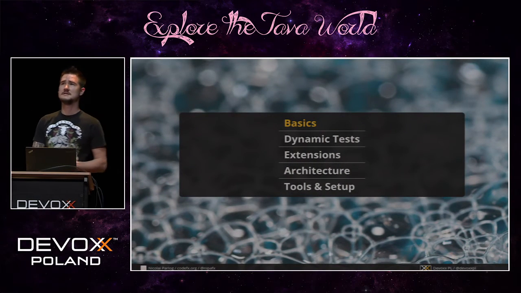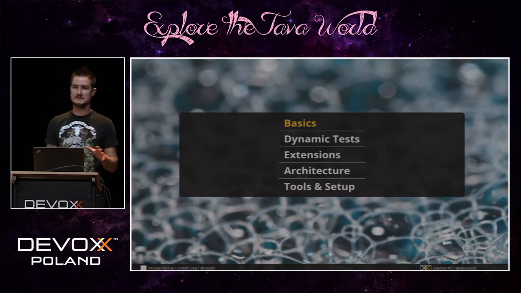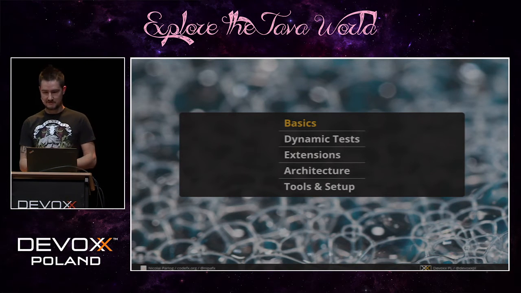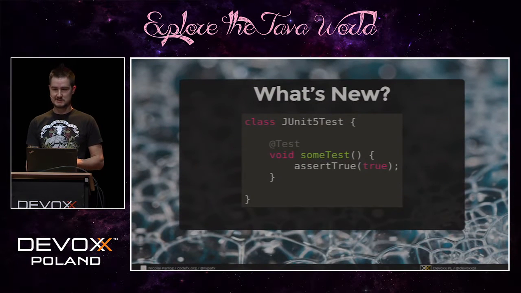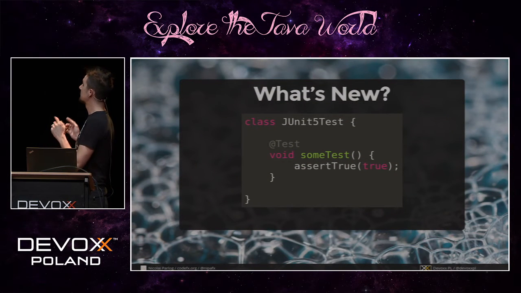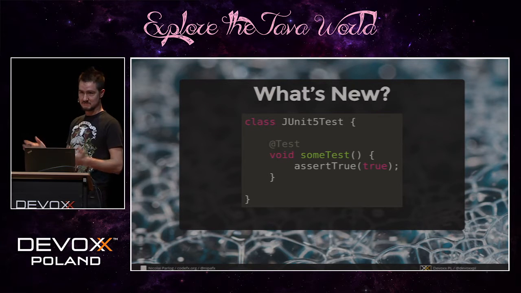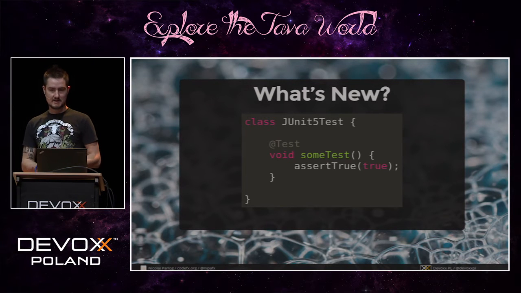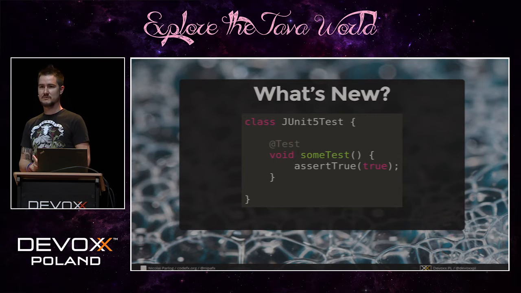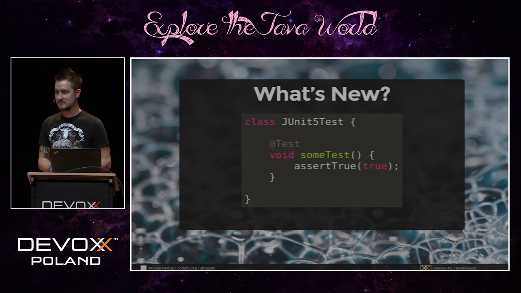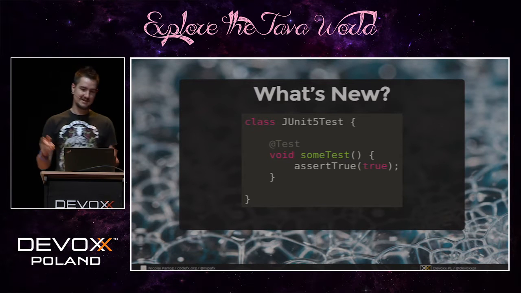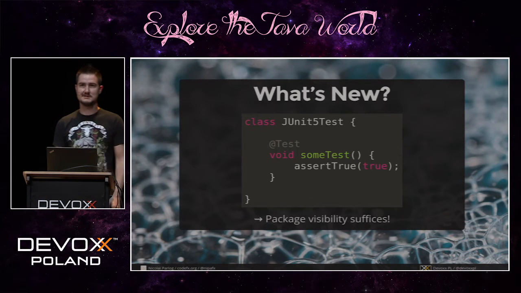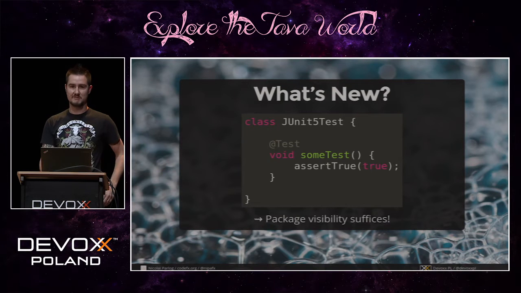But let's begin. Let's start with the basics. Some stuff is new in JUnit 5 on the basic level, and I want you to tell me what it is. So I'm going to show you valid JUnit 5 code. This works, and it's somewhat different from JUnit 4. And who can tell me what that might be? What's the difference here? Right, no public. Great, right? So that useless modifier is gone.